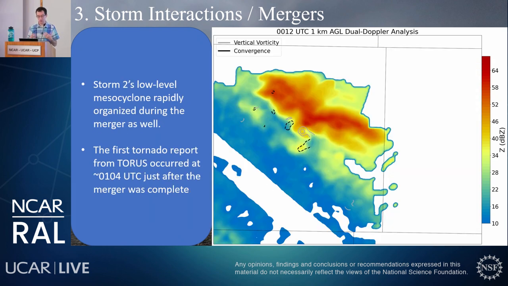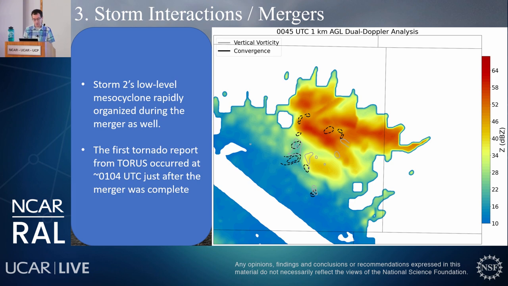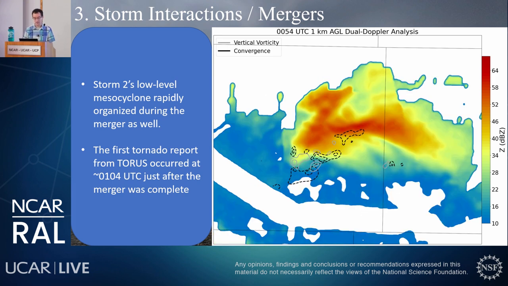So you can also see this in the low-level evolution of the storm. If you look at vertical vorticity, not much at 0.012. As we move forward here by 0.054, you really get some better developed patches of vertical vorticity, in gray here, and low-level convergence in black dashed lines. Again, this is 1 kilometer AGL dual Doppler analysis data.